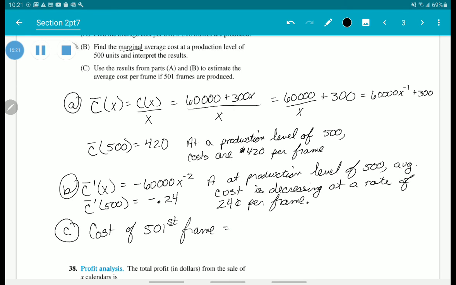So in part A, we found that value to be 420. And we are decreasing that cost at a rate of 24 cents per frame. So if we were just to subtract those two values, that tells me my cost.